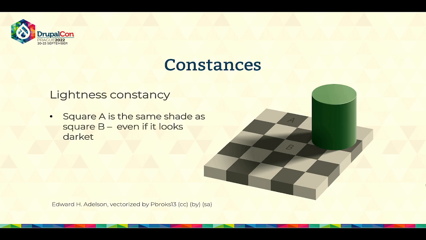And then we have lightness constancy. Here on the image we have one square that is marked A and one that is marked B. And square A is exactly the same shade of gray as square B. But because square B is placed inside that shadow, our brain makes us think that it's a different color, because we expect it to be lighter than the dark square A.